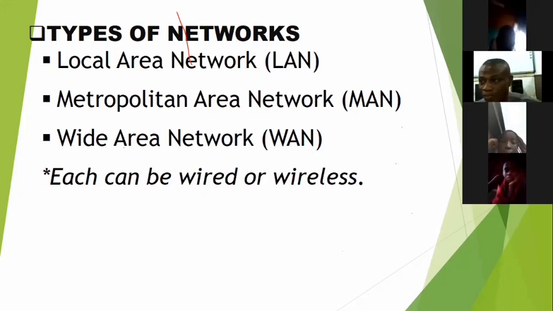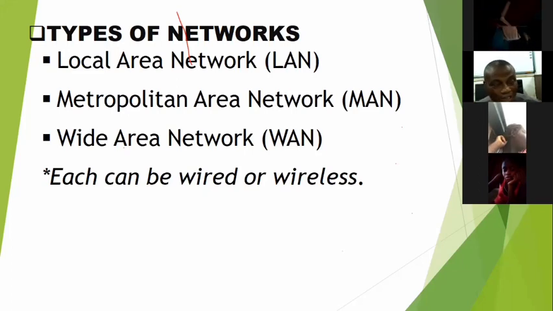As the name implies, wider connectivity. More resources can be shared, more access to it. Whether it's metropolitan area network or wide area network or local area network, cabling can be involved. If cabling is involved, it is wired. If cabling is not involved, it is wireless.